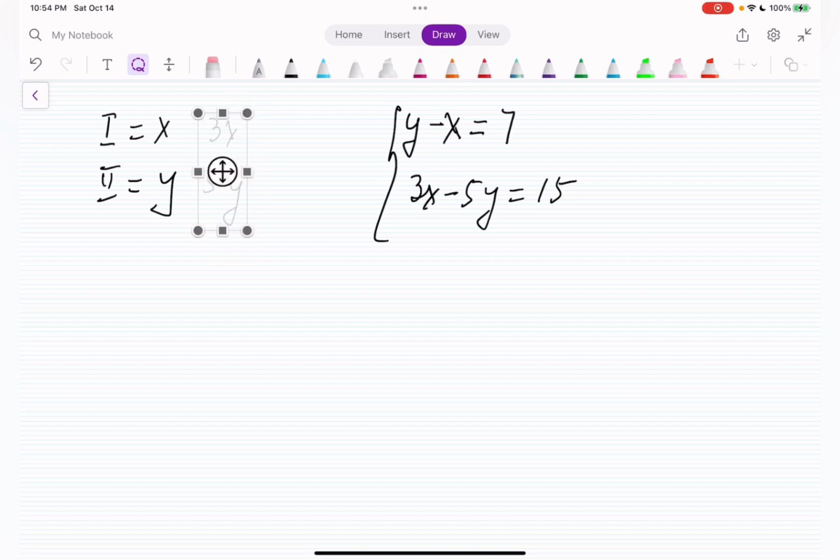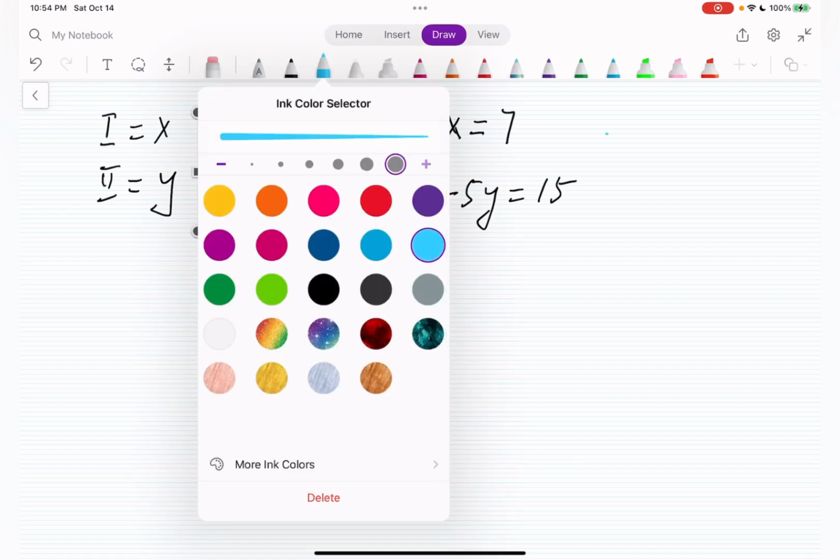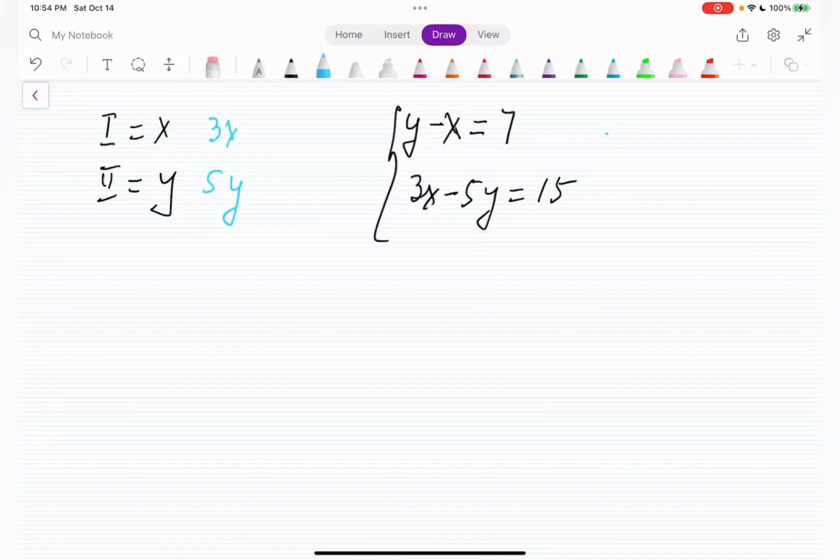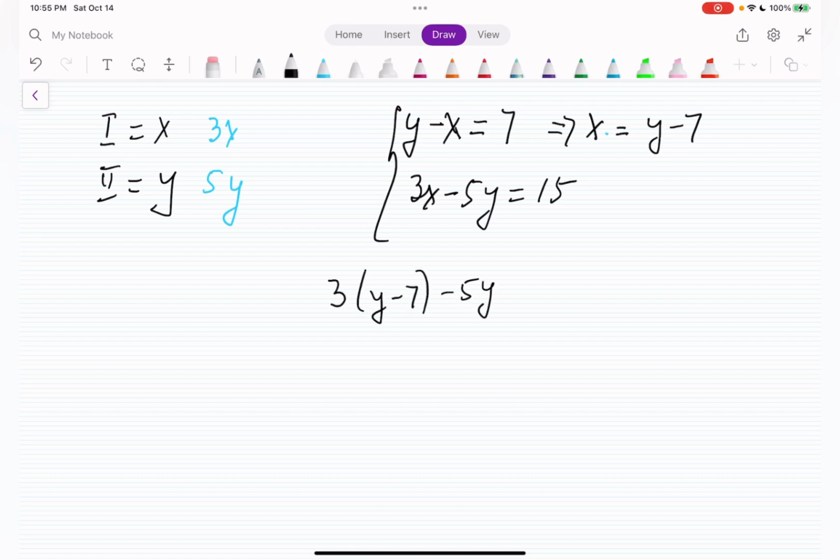And this one I'm going to do, okay, thicker. So let's solve it. From here, let me see, x is going to be equal to y minus 7. Okay, so 3 times y minus 7 minus 5y equals 15.